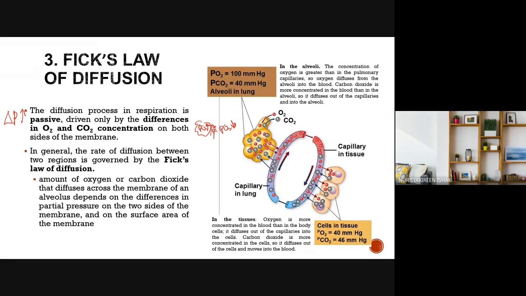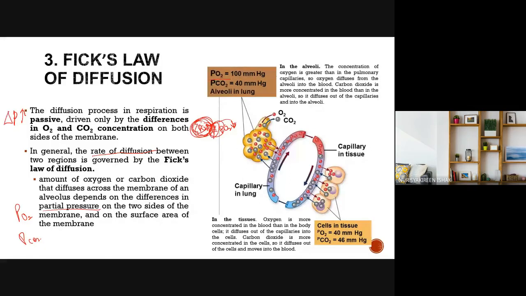So when the difference in the partial pressure increases, the rate of diffusion of respiratory gas will increase. In general, the rate of diffusion between two regions, in this case the alveolus and the blood capillaries, is governed by Fick's law of diffusion. It says here, the amount of oxygen or carbon dioxide that diffuses across the membrane of an alveolus depends on the difference in the partial pressure, PO2 for oxygen and PCO2 for carbon dioxide, on two sides of the membrane and on the surface area of the membrane.